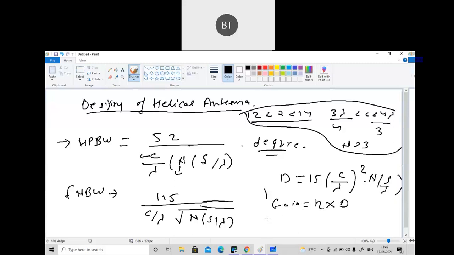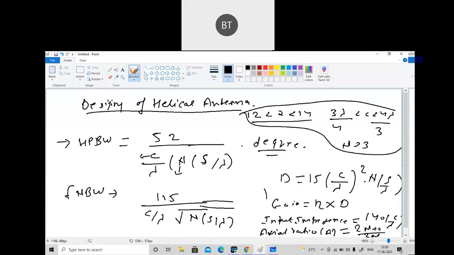Input impedance: if they ask how to calculate input impedance, please write the formula, because we are going to solve some problems based on this. The input impedance will be equal to 140 into c by lambda. If somebody asks you what the axial ratio is, this type of problem I have taken. The axial ratio will be equal to 2n plus 1 by 2n. So these five things we have to always keep in mind.